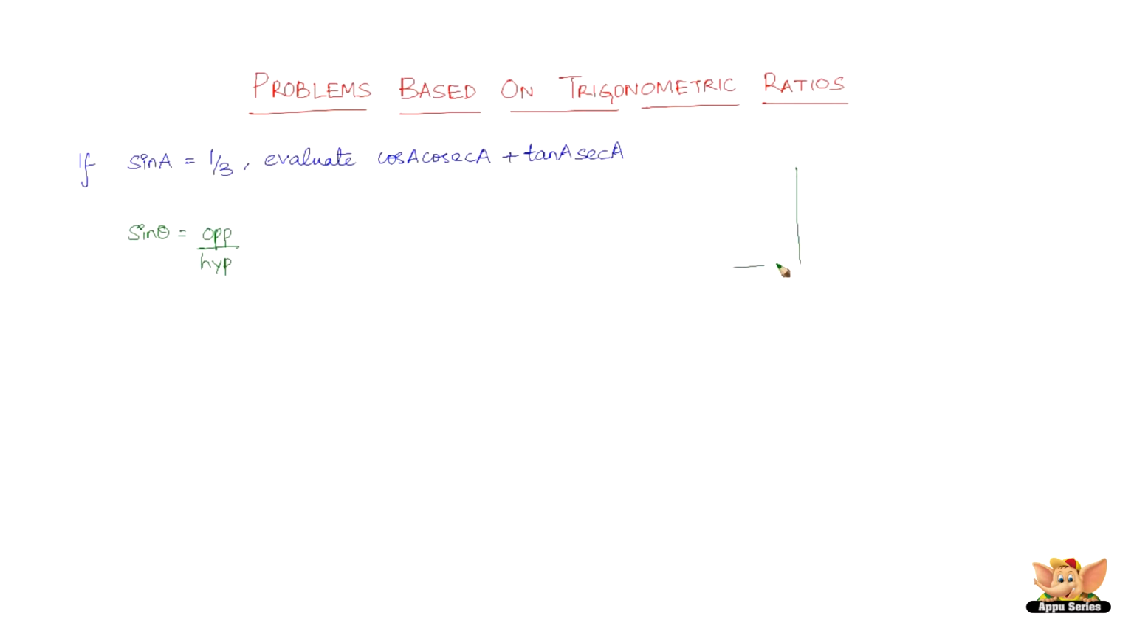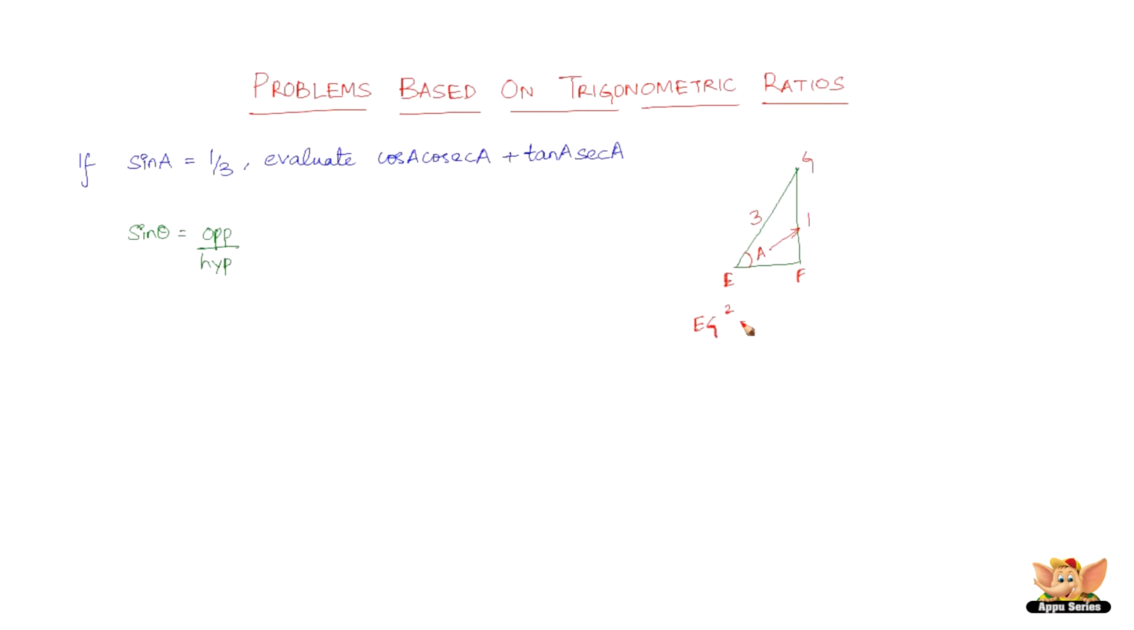Draw a right angle triangle to start off with. So sin A equals 1 by 3, therefore let this angle be A. So if sin A equals 1 by 3, the opposite should be equal to 1 and the hypotenuse is 3. Before that, let us also name the triangle, say EFG. And now let's find the value of the adjacent side, which is EF. So we need to use the Pythagoras theorem now, which states that the square of the hypotenuse is equal to the sum of the squares of the other two sides.